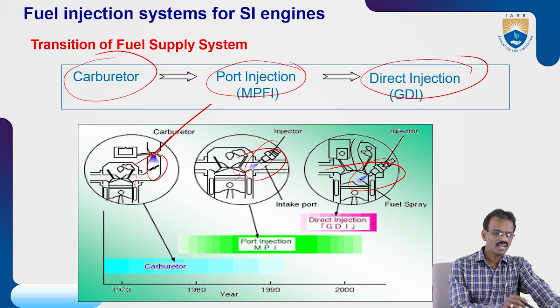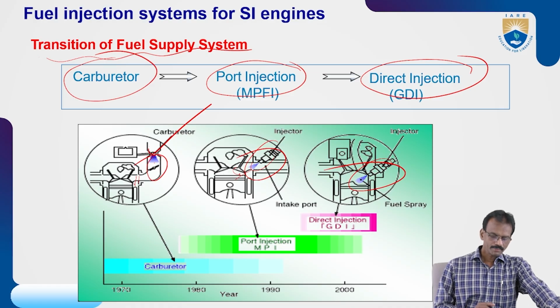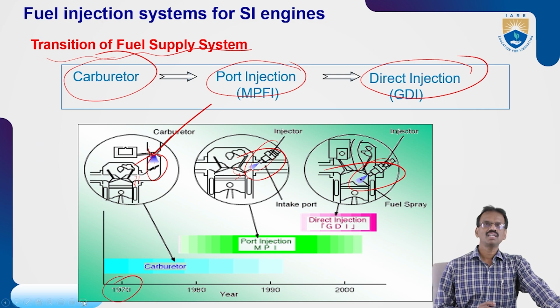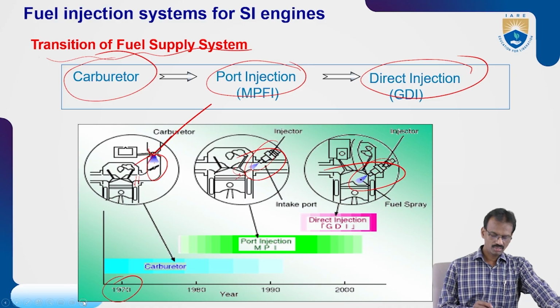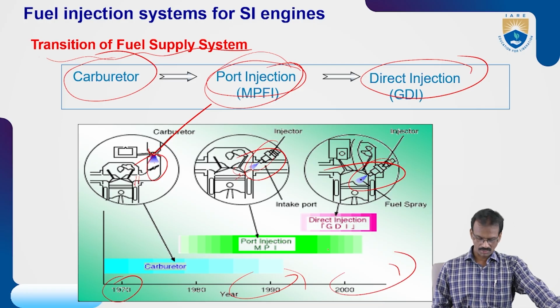So this is the transition of fuel supply systems nowadays. The carburetor is replaced by port injection. Compared to port injection, direct injection is also a very advanced, very useful way to inject fuel into the cylinder. In the 1970s to 1980s, carburetors were used. Next, that place was replaced by port injection. Now this is replaced by direct injection systems.